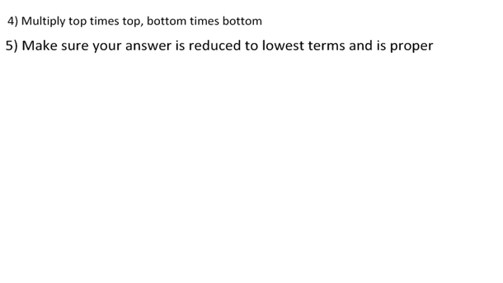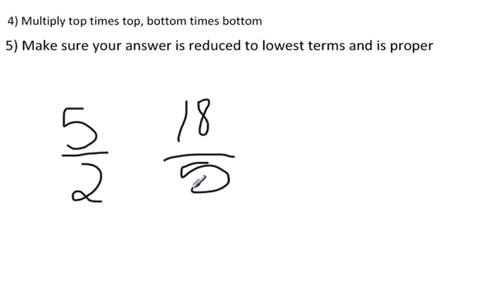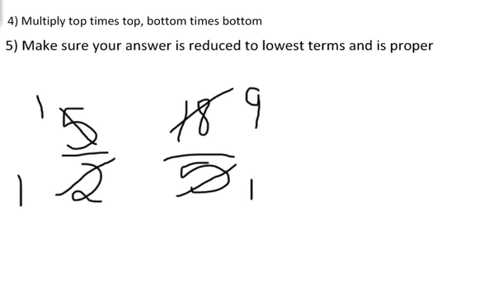You multiply top times top and bottom times bottom. So before, we got 5 over 2 times 18 over 5. To do this, you just have to multiply the numbers that you got when you cross-reduce. So 1 and 9 multiplied equals 9. And the bottom is 1 times 1, which equals 1.